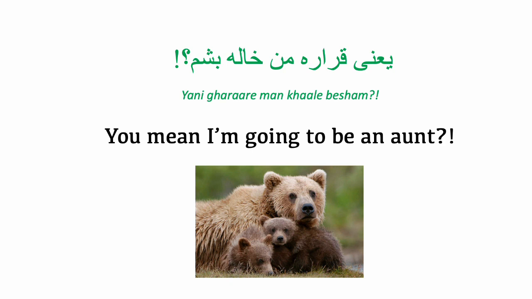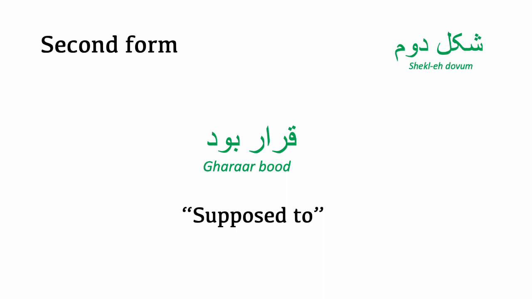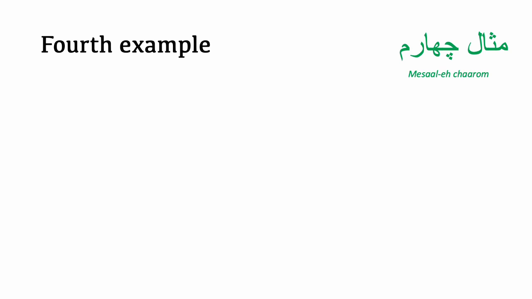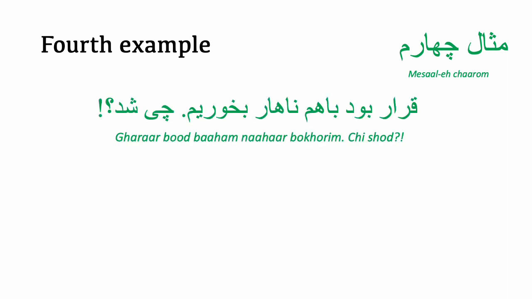Now let's get to the second structure. قرار بود. This structure is used to say that something was supposed to happen. It most often has to do with the past. Let's say you and your friend agree to meet at a restaurant for lunch. You go to the restaurant, but they never show up, so you eat alone. Then you see them later on in the day. They can tell that you're upset. They say, what's wrong? You say, قرار بود با هم ناهار بخوریم.